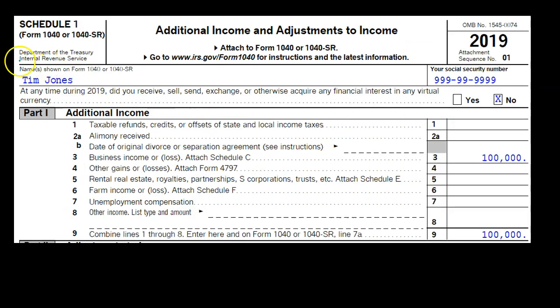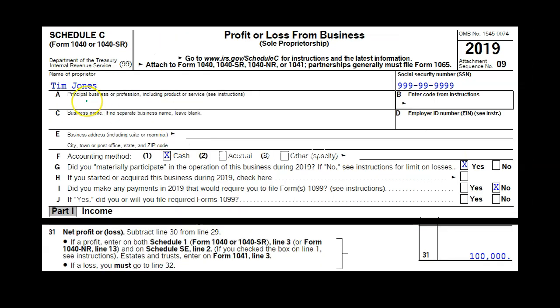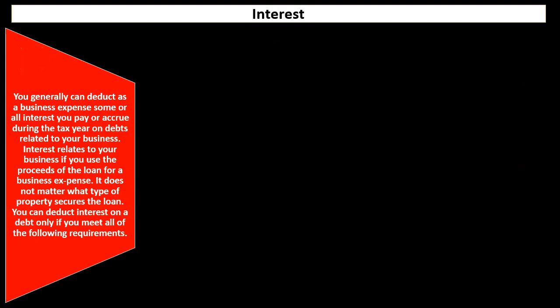It would then be supported by the Schedule C, line 3, which would also be supported by the Schedule C. Interest. You generally can deduct as a business expense some or all interest you pay or accrue during the tax year on debts related to your business. Interest relates to your business if you use the proceeds of the loan for a business expense. It does not matter what type of property secures the loan. You can deduct interest on a debt only if you meet all of the following requirements.